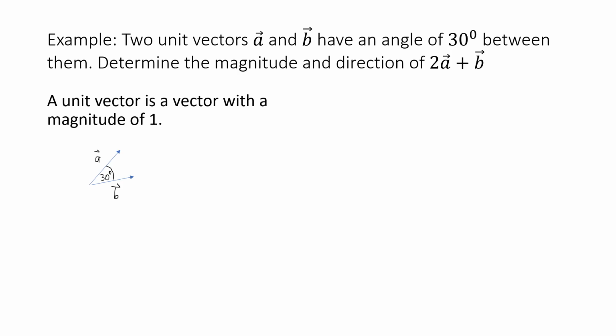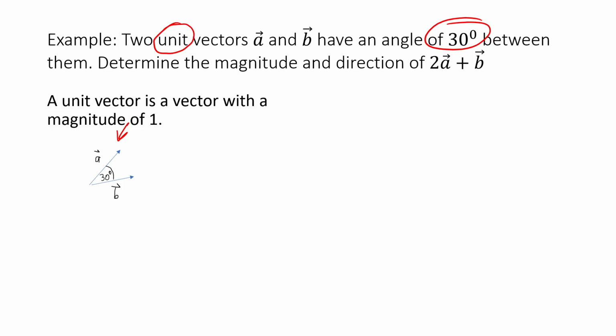Let's imagine that we're given two unit vectors, A and B, with an angle of 30 degrees between them. Well, first question you might ask is, what does this mean, unit vector? It means a vector with a magnitude of 1. So we've got a couple of vectors, magnitude of 1, and there's an angle between them of 30 degrees. So we can draw A and B, and we can draw ourselves a helpful diagram like you see down below. Now, we'd like to know the magnitude and direction of 2A plus B.